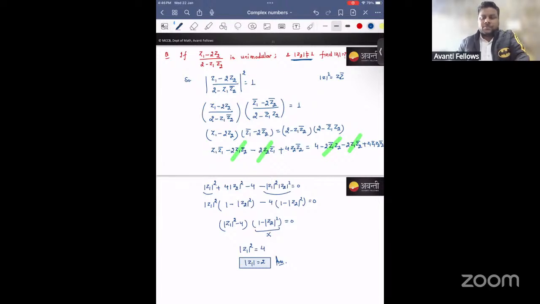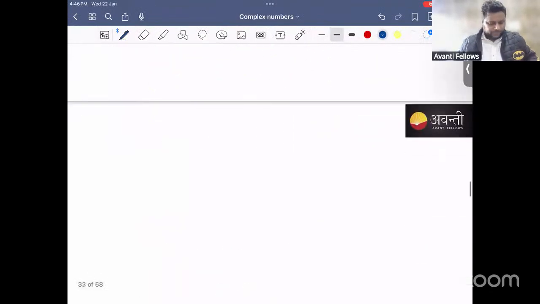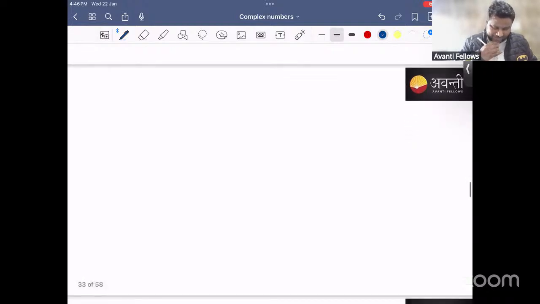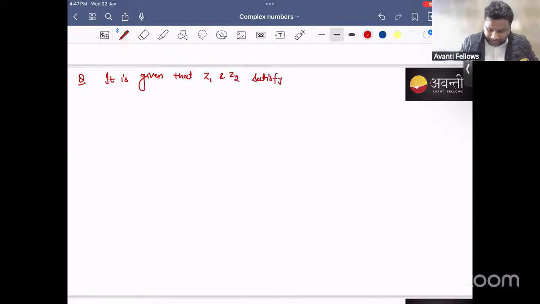Understood? Now let's go. Let's do another very good question. The question is, it is given that Z1 and Z2 satisfy mod Z1 is 2 and mod Z2 is 3.